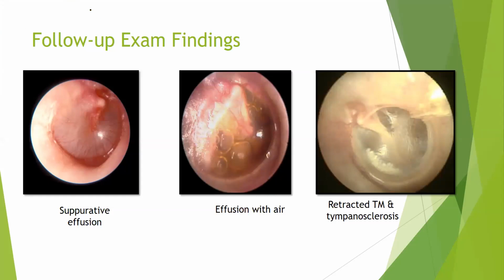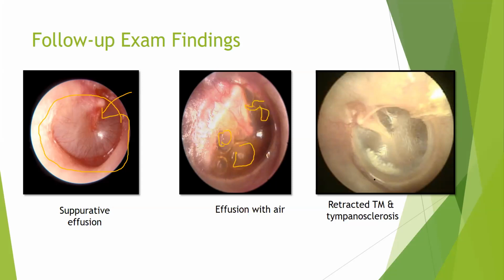So here's some follow-up exam findings. If we've still got this, we need to up our ante with a better antibiotic because we still have a suppurative effusion. Here we've got what's called an air effusion. So there's air in here. This is also called a serous effusion.